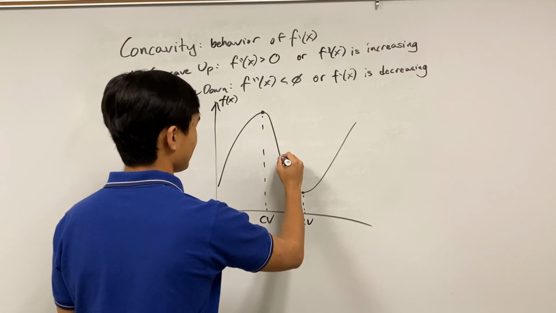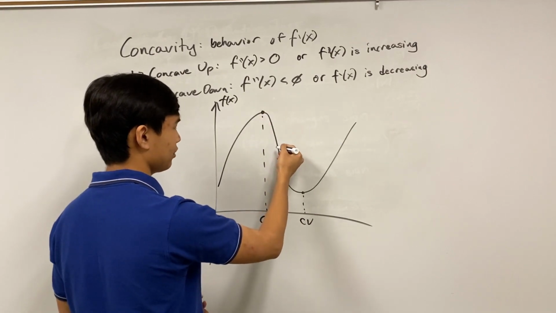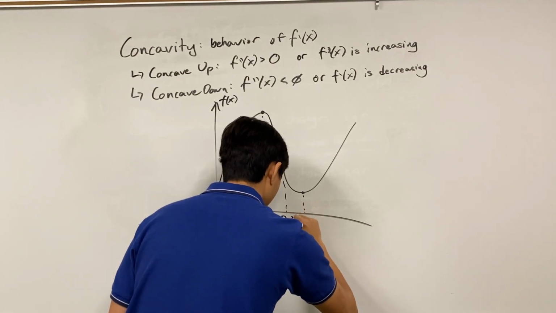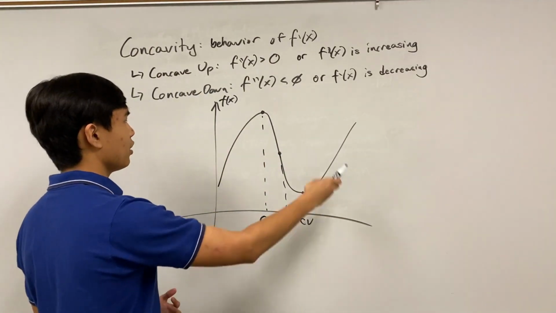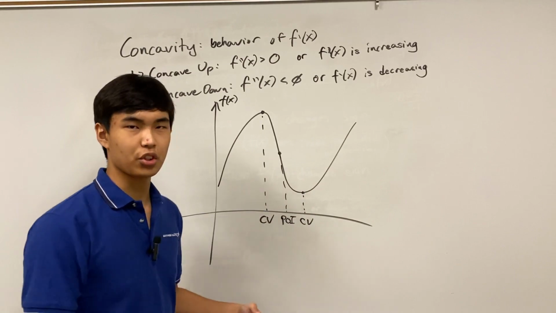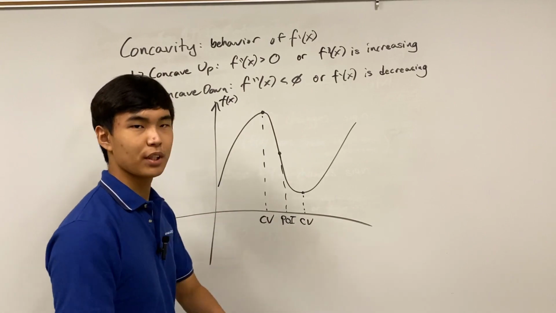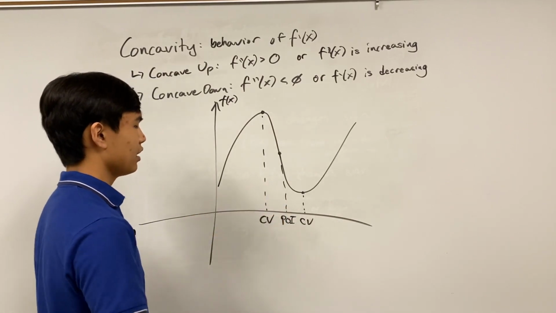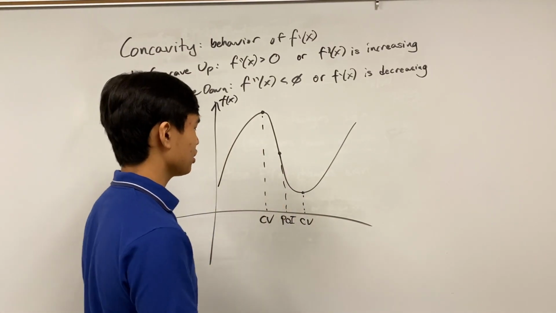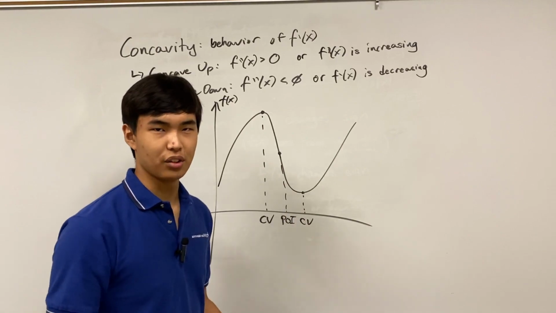But notice here, or around here somewhere, the function changes from concave down to concave up. And this is a point of inflection. Right, so again, when the function goes from increasing to decreasing or decreasing to increasing, those are critical values. When the function goes from concave up to concave down or concave down to concave up, those are points of inflection. And the same way we found the behavior of increasing or decreasing functions with the first derivative test, we find the concavity behavior of functions using the second derivative test.